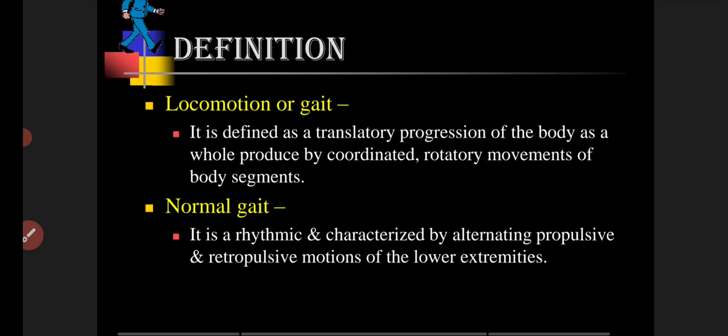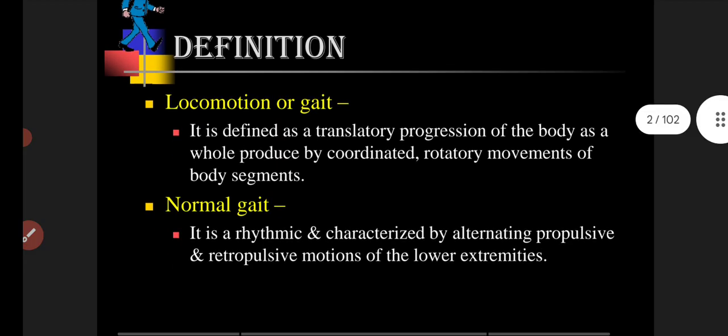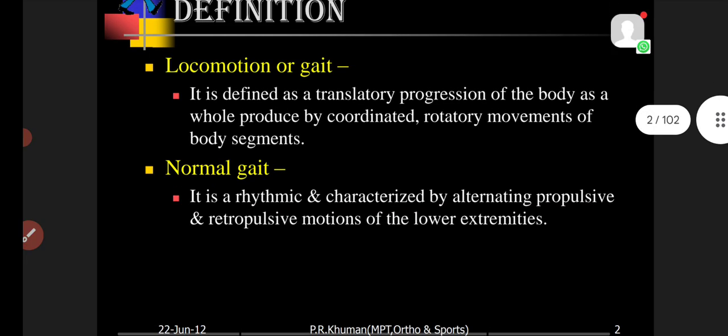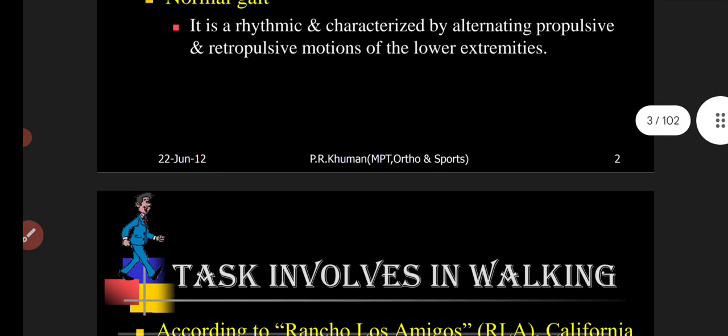Mainly, the definition is that it is defined as the translatory progression of the body as a whole, produced by the coordinated rotatory movement of the body segments. This is normal gait. It is rhythmic and characterized by alternating propulsive and retropulsive motion of the lower extremities.